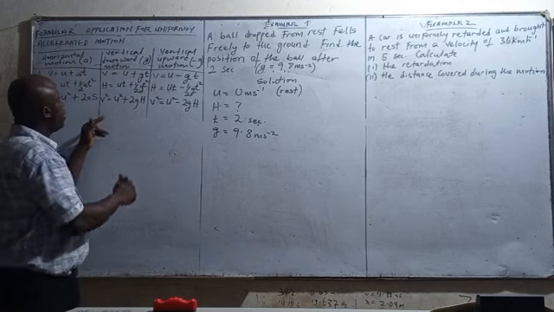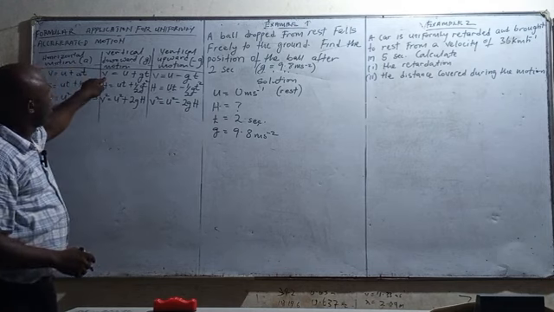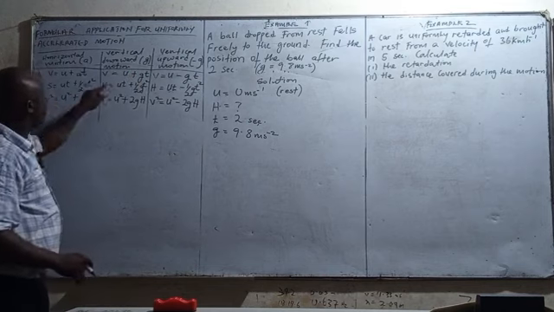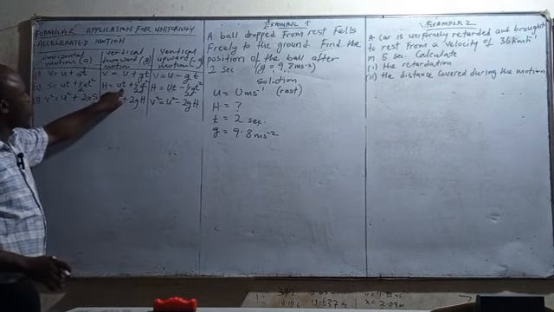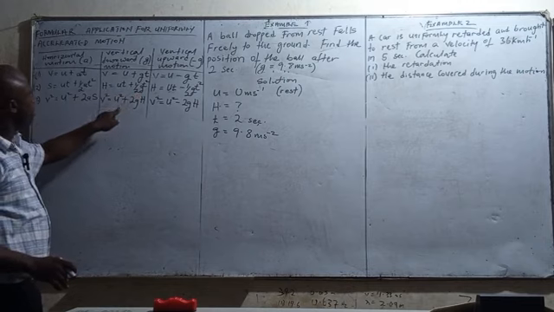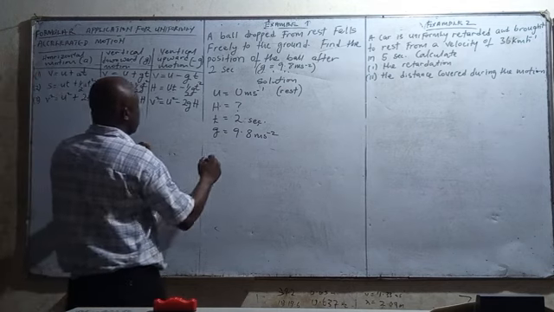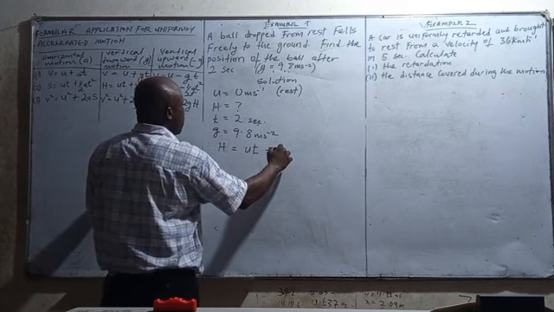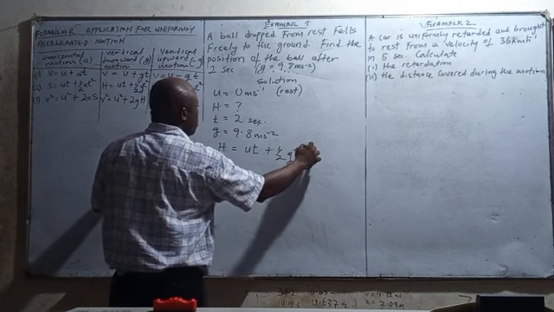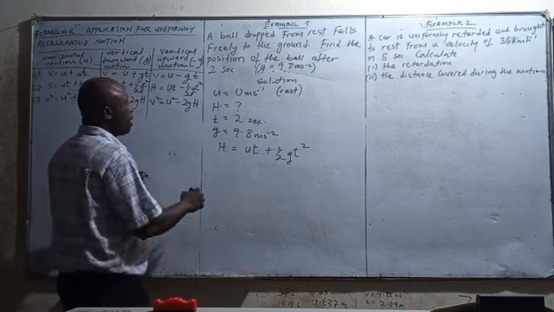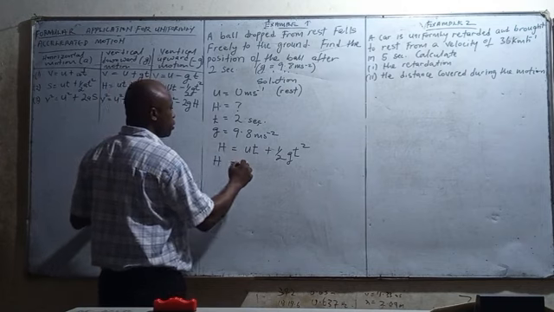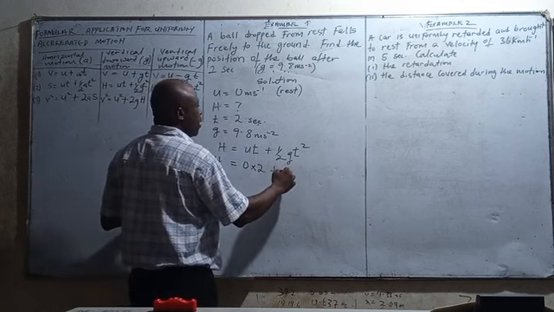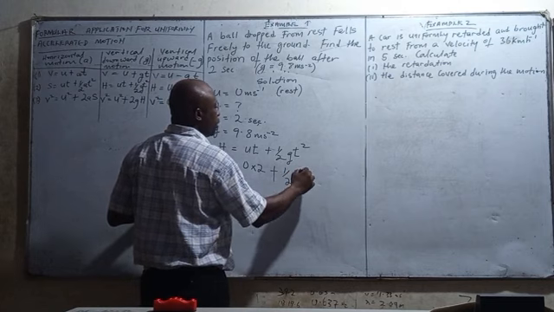So we come here. We have u, h, t, and g. v equals u plus gt, that one doesn't fit in. h equals ut plus half gt squared. Here we have that. So we take the second equation, which is h equals ut plus half gt squared. So we put the parameters. Here our h is what we are interested in.